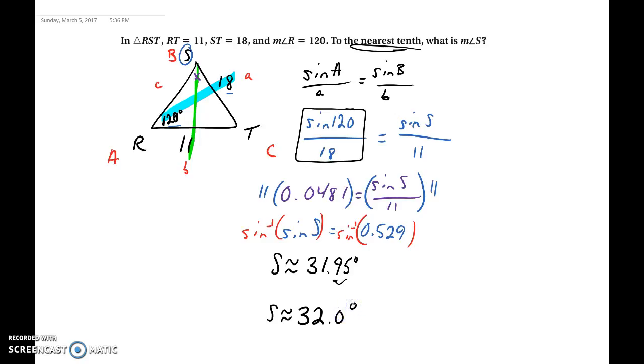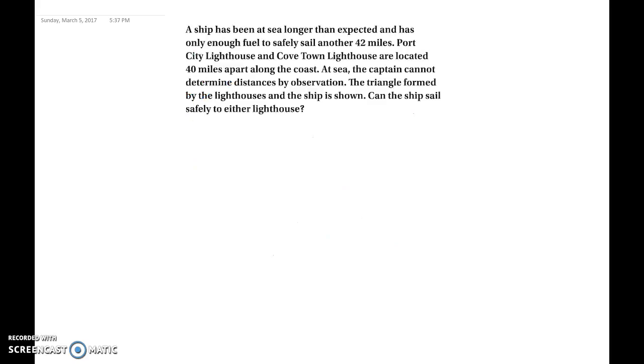All right, so that's now using the law of sine to solve for one of our angle measurements. One more problem that we're going to do, then we're done with this video. All right, so the problem that we're going to do here is more of a real-world scenario. So it says a ship has been at sea longer than expected and has only enough fuel to safely sail another 42 miles. Port City Lighthouse and Covetown Lighthouse are located 40 miles apart along the coast.